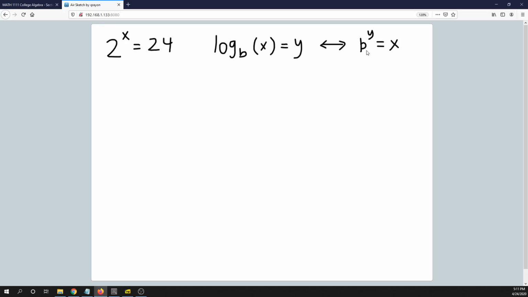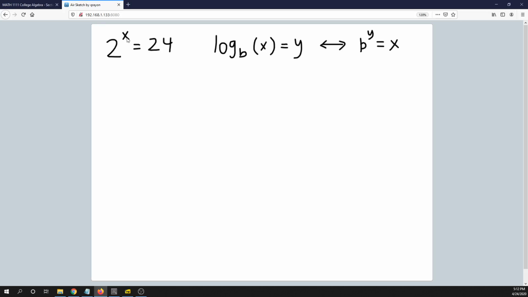If you didn't look at those videos, you need to go back and look at those in order to be able to understand this. So this is logarithmic form, this is exponential form. The base of the log is the base of the exponential form. What the log is equal to is the exponent. That goes in the exponent position, and it's equal to whatever you're taking the log of. So this is exponential form. And looking at our equation that we have to solve, this is in exponential form, this form over here.